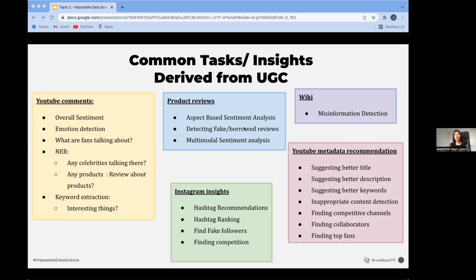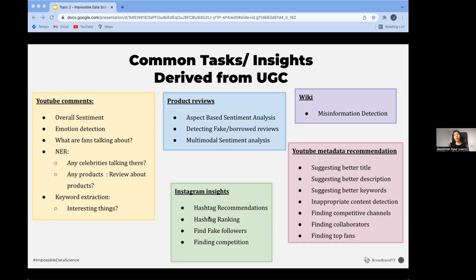We should be doing that for user-generated content. We want to be aware of if there are any fake borrowed reviews. Something that's becoming really popular now is the multimodal sentiment analysis. So not just relying on text or the star ratings, but we have pictures, we have people posting GIFs around how they feel about this content. So maybe using them also to come to some insights.